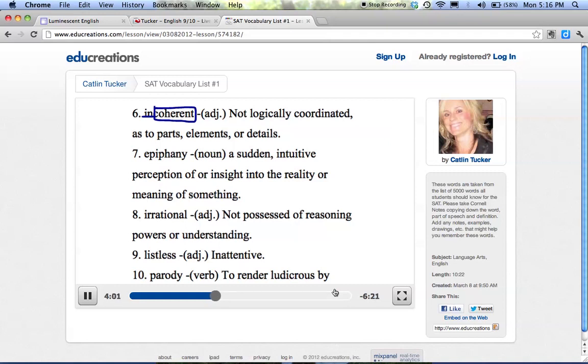They're not logically coordinated. What they're saying doesn't make sense. The parts, the elements, the details don't fit together. So something that's incoherent is not logical, it's not understandable. So if you imagine you've had to undergo surgery and you're waking up after, you've been given a lot of medication, you might say things that are incoherent. They don't make sense because you're a little loopy, you might be a little foggy from the medication.